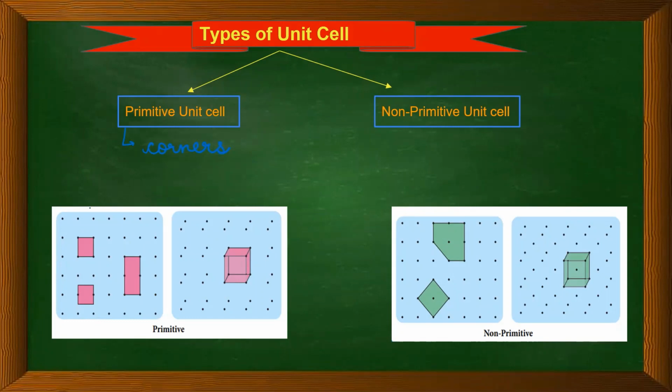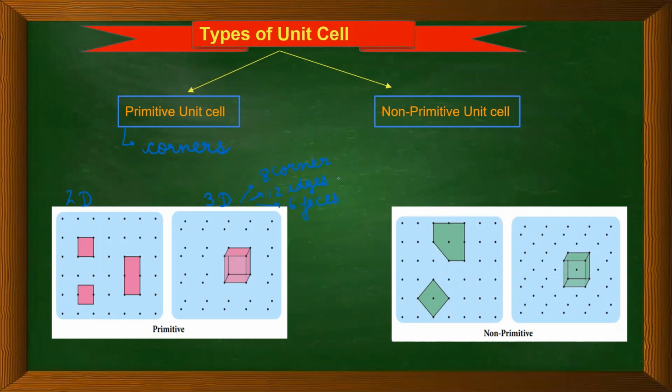For example, this figure shows a 2D lattice and this figure shows a 3D lattice. Here also the particles are present at corners only. This is the unit cell, this is the unit cell, and this is also the unit cell. And in the 3D lattice case, this is the cube and the particles are present on each of its corners. And in a cube, we know that there are 8 corners, 12 edges and 6 faces.